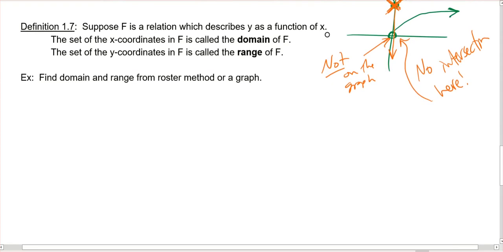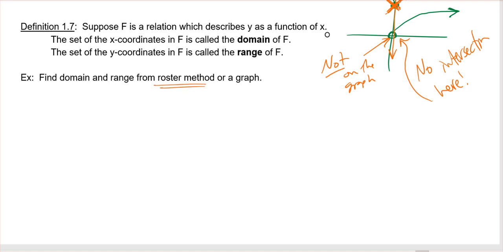More definitions. Suppose f is a relation which describes y as a function of x. Okay, that's great. The set of the x coordinates in f is called the domain. We've probably seen these words before, right? All the x values are called domain. All the y values are called range. We're usually not going to have problems with the roster method.